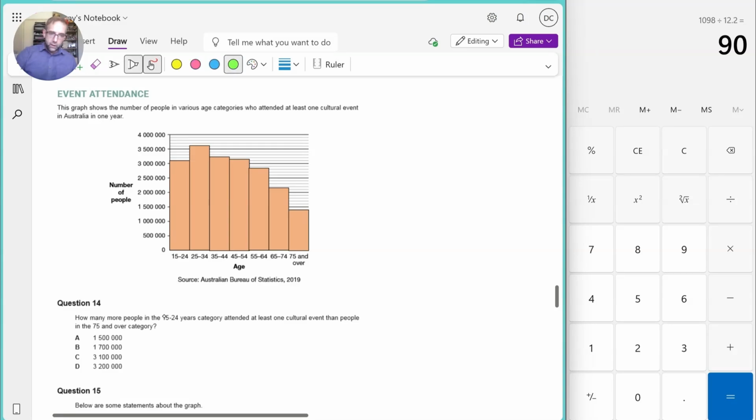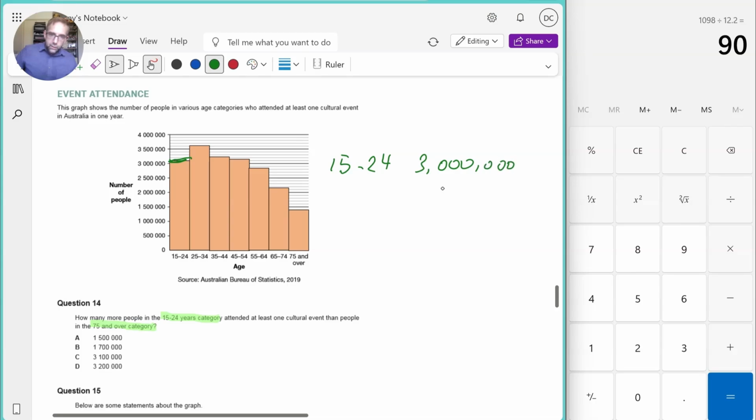So let's just highlight these key things. We're looking at the 15 to 24 category, and we're looking at the 75 and over category. Now, this is where you could use some estimation. It doesn't have to be perfect because we've got multiple choice options down below. So 15 to 24 is roughly 3 million. So I'm going to write here 15 to 24 is roughly 3 million.